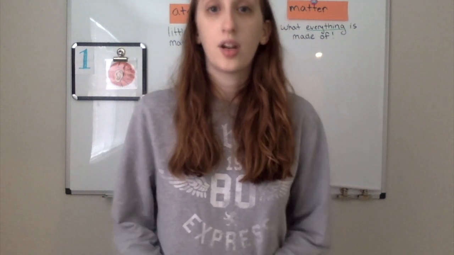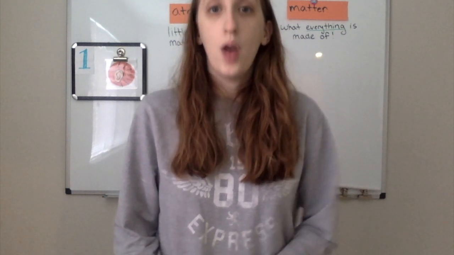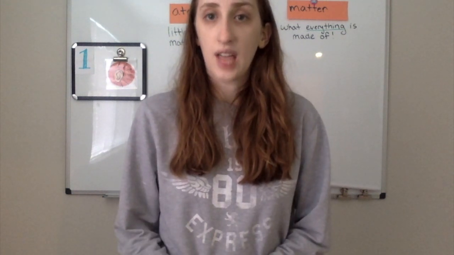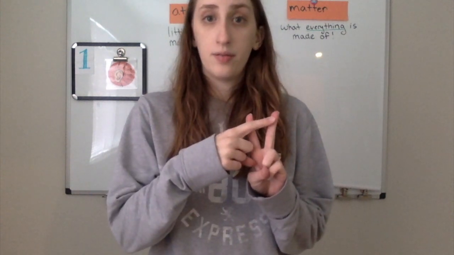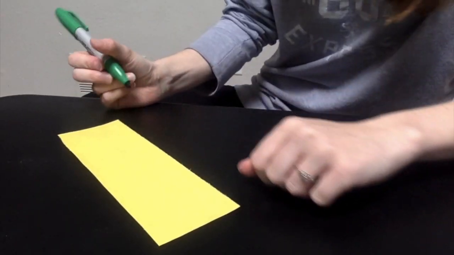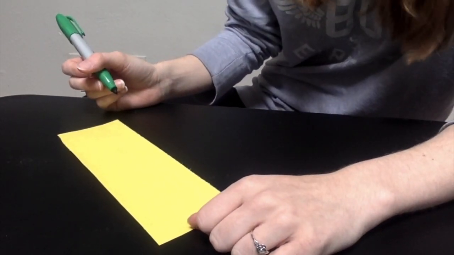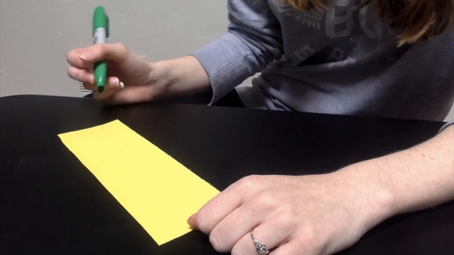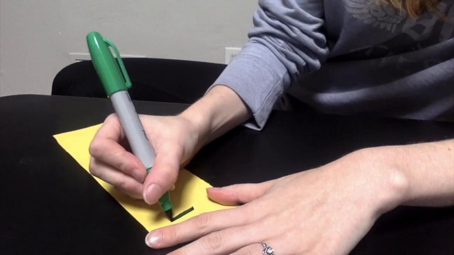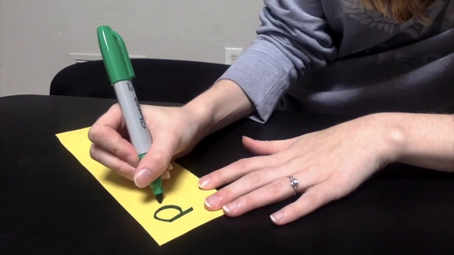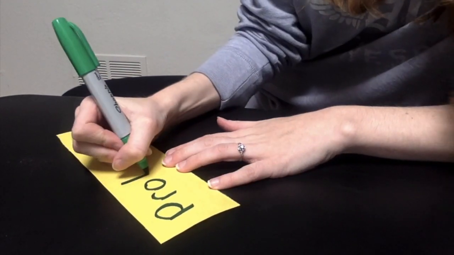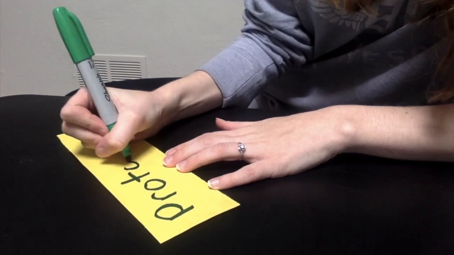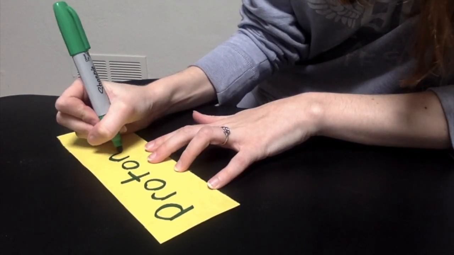Okay, now let's look at our new vocabulary words. We're going to start with the first 3 together. Proton, electron, and neutron. Here's the first one. It is proton. Proton. I'm going to spell that. P-R-O-T-O-N.